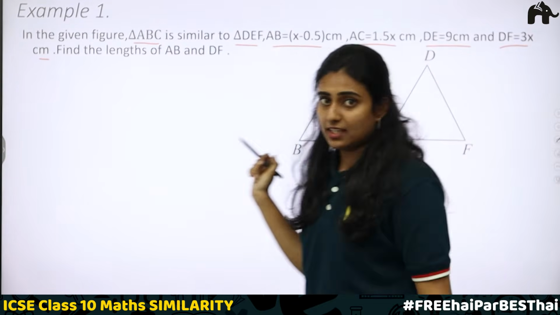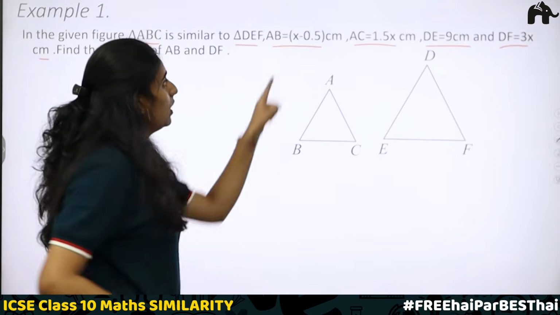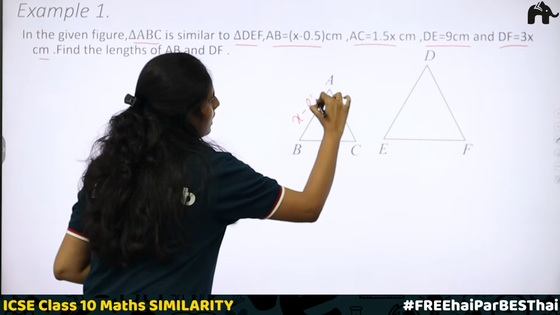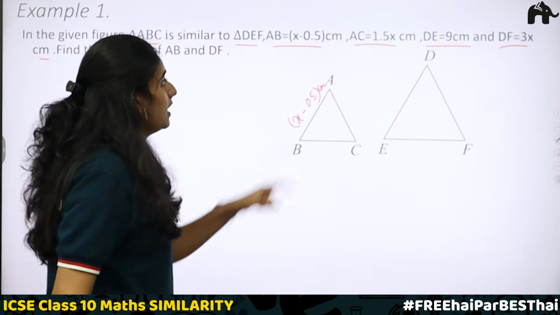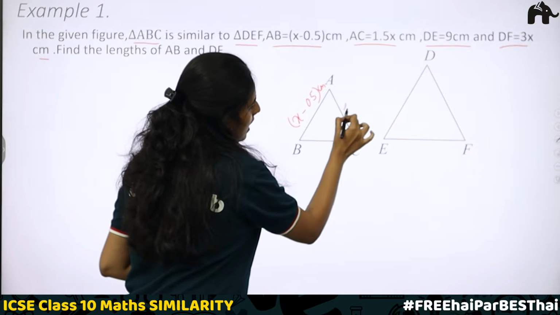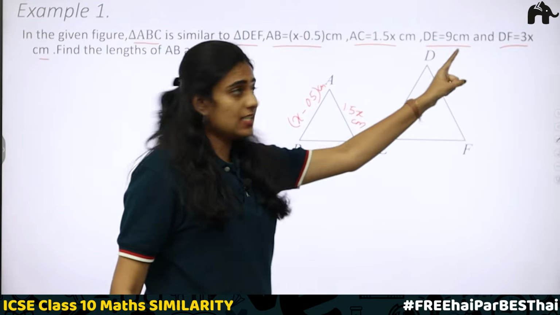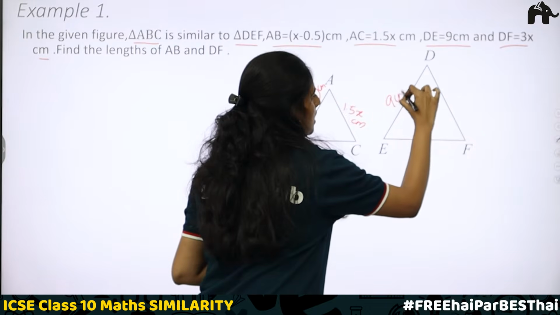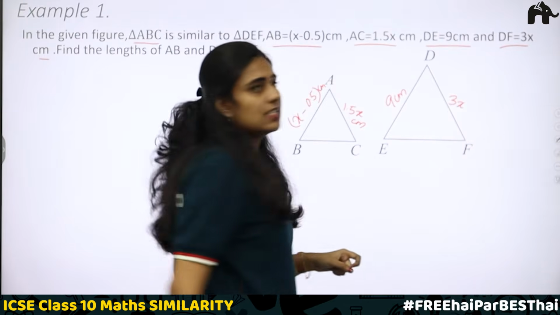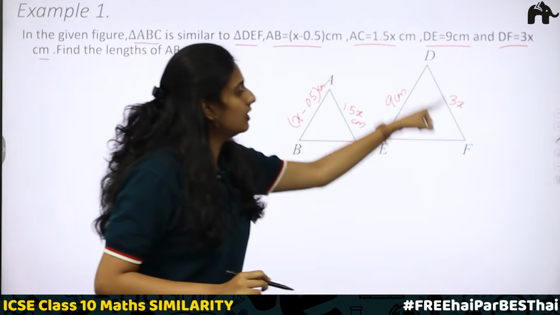Here you can see two triangles, triangle ABC and triangle DEF. Given AB is equal to x minus 0.5 cm. Then AC is equal to 1.5x centimeter. What else? DE is given. DE is equal to 9 centimeter and DF is given. DF is equal to 3x centimeter. Now we need to find the length of AB and the length of DF.